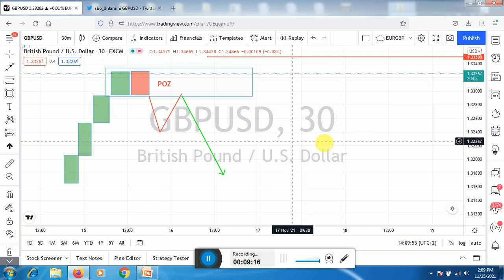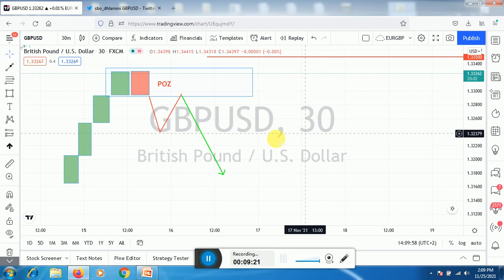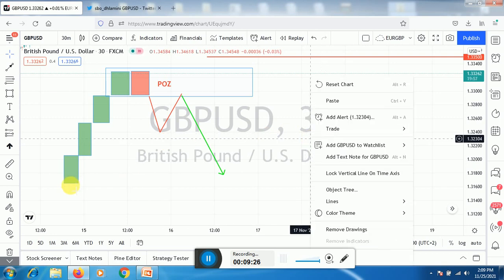So let us make an example of a bearish order block. Let us remove everything that is here now. Remove.